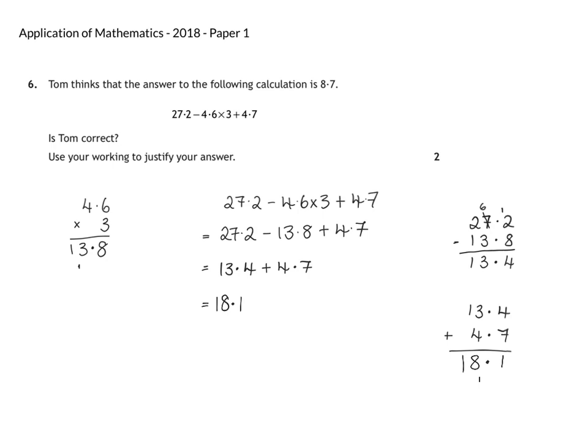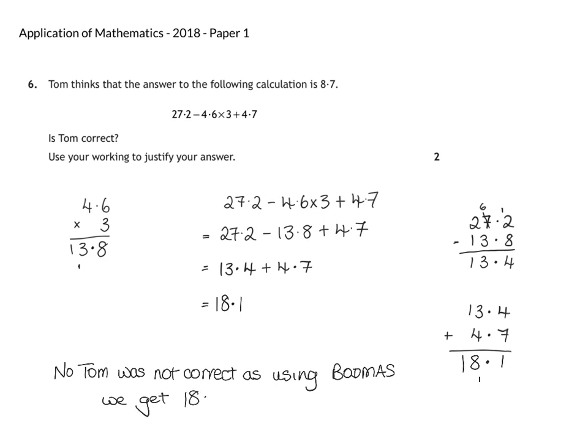So Tom was very far off, but because it said, is Tom correct? We need to write a little sentence. So we need to write, no, Tom was not correct, as using BODMAS, we get 18.1. Okay, so that's our conclusion for that one.